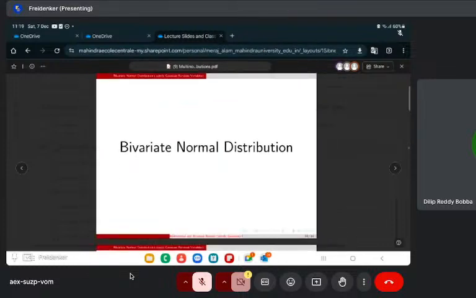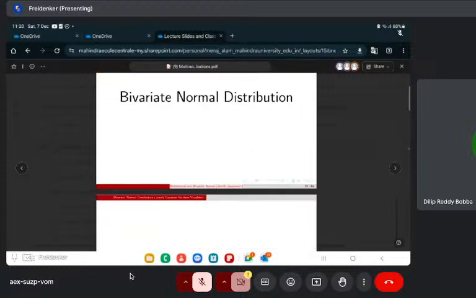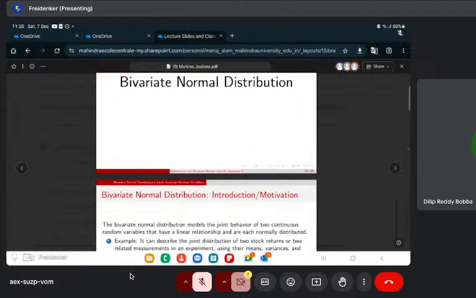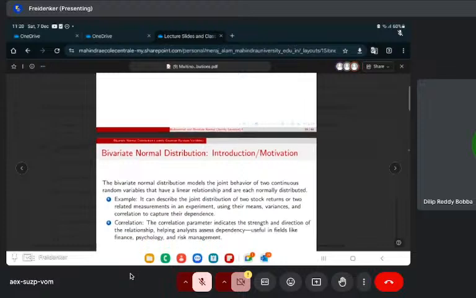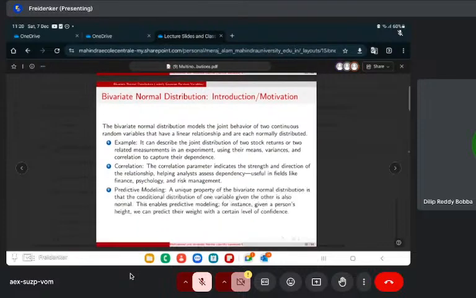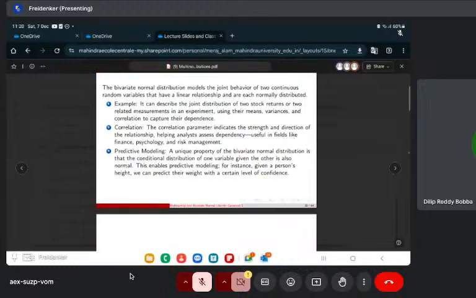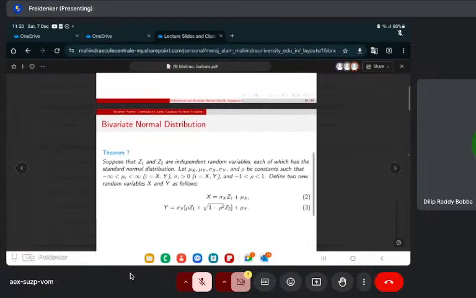Multinomial is done. Now we'll look at the bivariate normal distribution. Interesting things are there in this. Interesting in the sense that, okay, fine, we'll just get into it. What is the bivariate normal distribution? Basically, if you have two normal random variables and there is some joint probability function for them, that is the bivariate normal distribution. That's it.